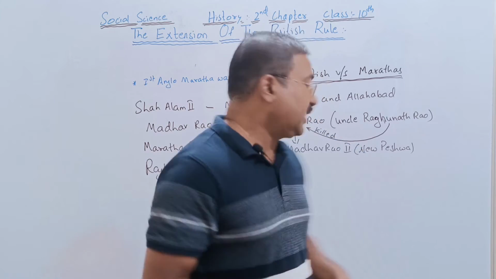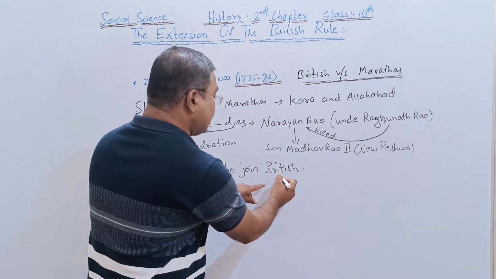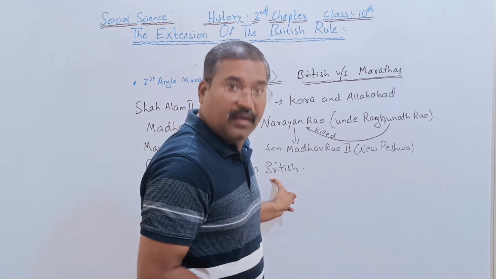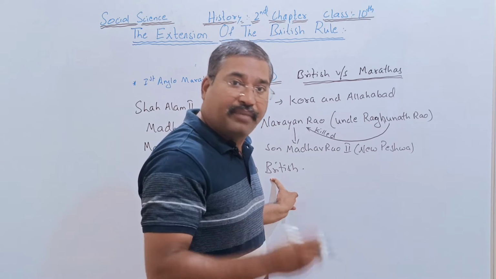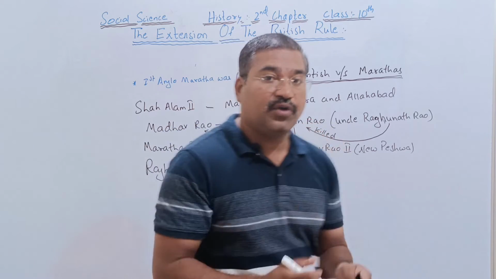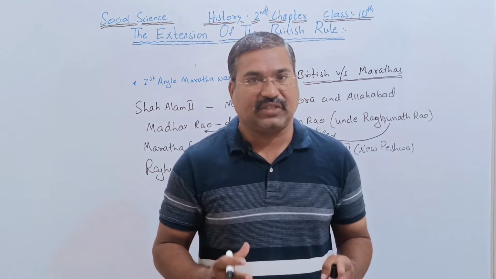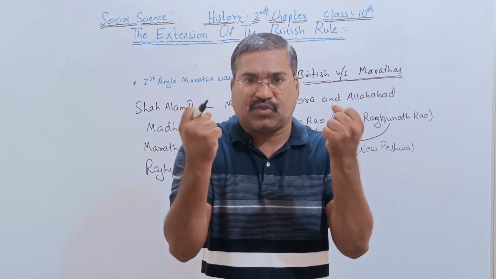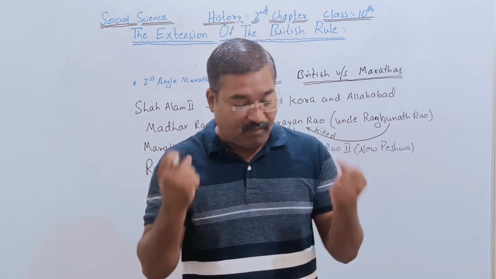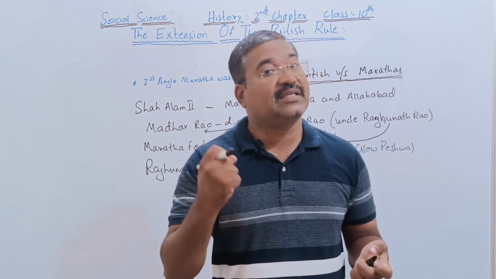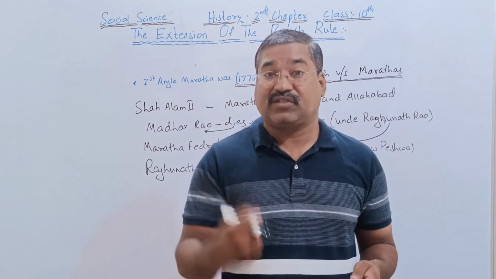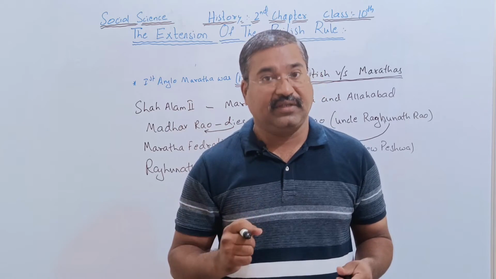This converted into the clash between the Marathas and the British. When the war took place, at the initial stage, the Marathas were very strong. But as they moved forward, they lost Ahmedabad under the hands of whom? Under the hands of the British.